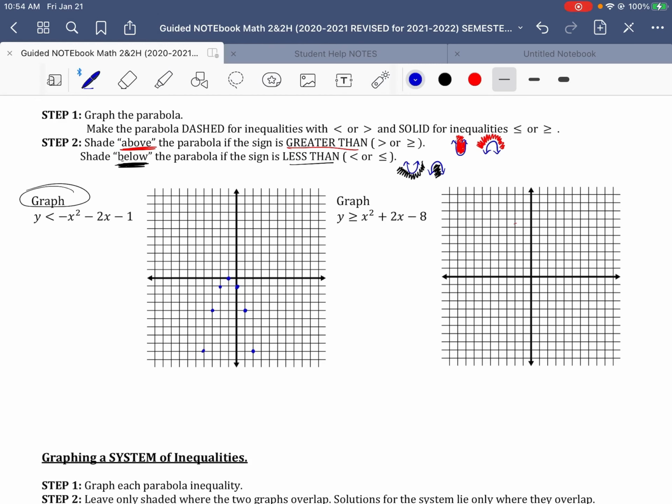Okay, once you have your dots created for your parabola, then again you're going to look over here to see what kind of symbol it is. This is a less than. And remember, if it doesn't include it, then we're going to do a dashed line. So as I draw my parabola, this is going to look dashed.